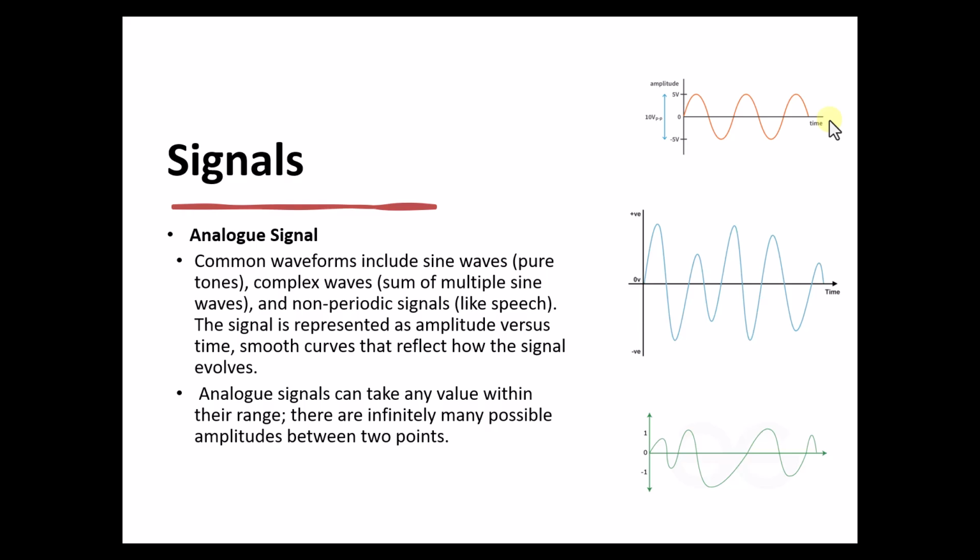Analog signals can take any value within their range. There are infinitely many possible amplitudes between 2 points. That is what I explained earlier, that if you pick this point and then this point, between here and here, there are many points in between that are infinite. You can represent them in an infinite number of ways, because a continuous line in itself has an infinite number of points. That is what it means.